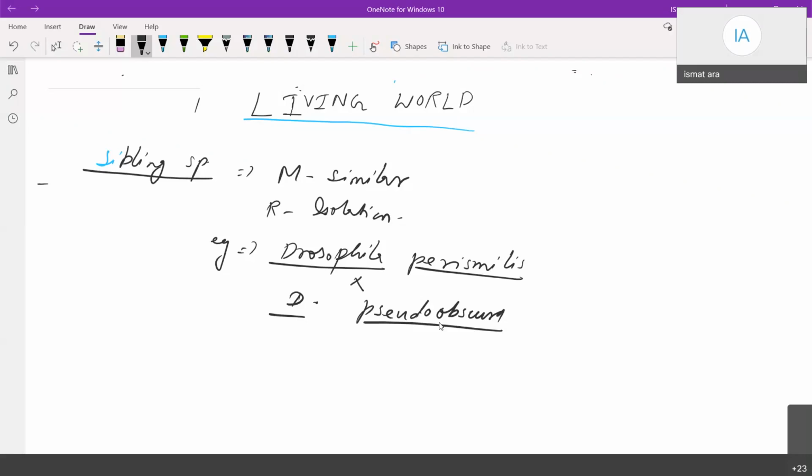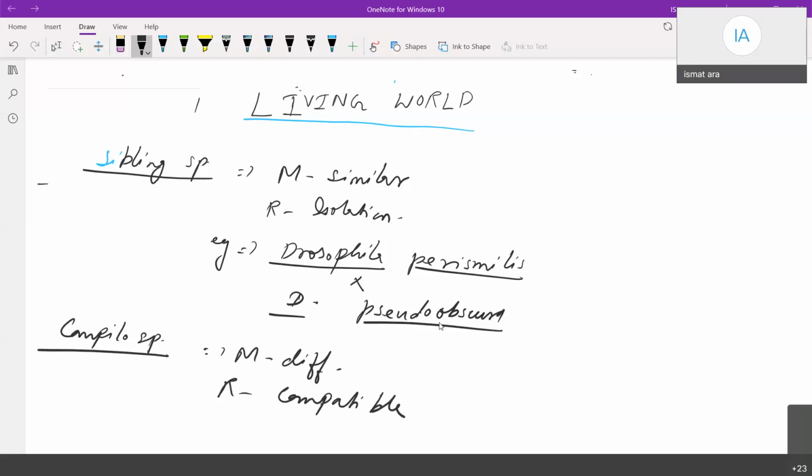Next I can give you the example of compilo species. What is compilo species? They are morphologically different, but reproductively they are compatible.